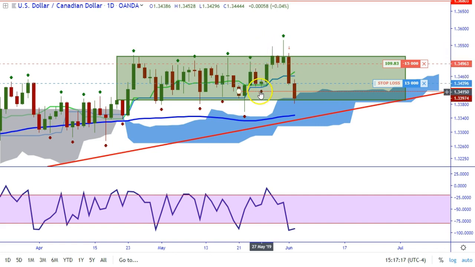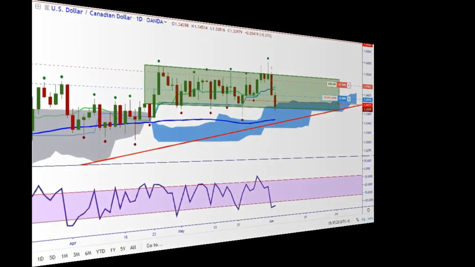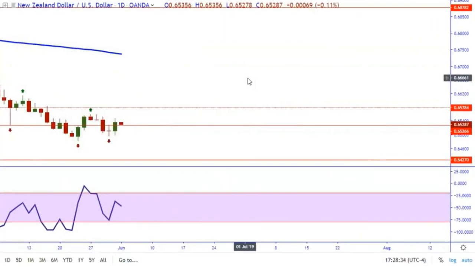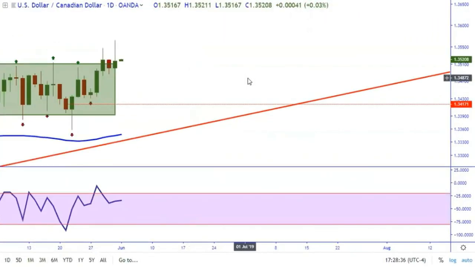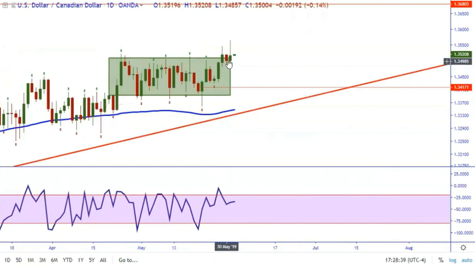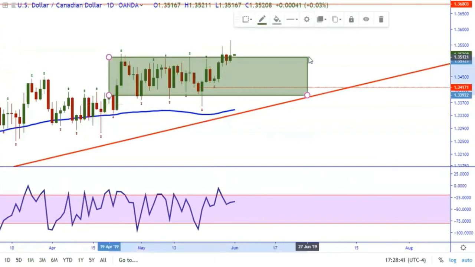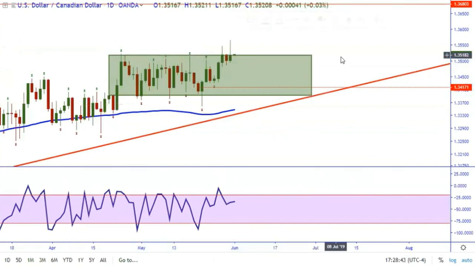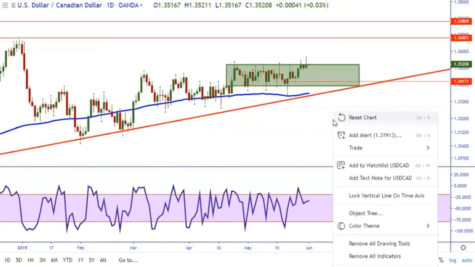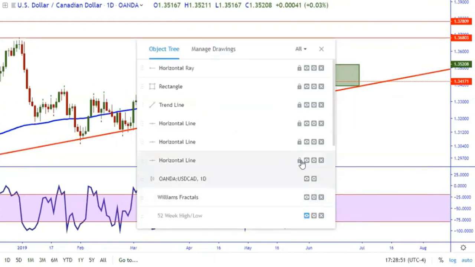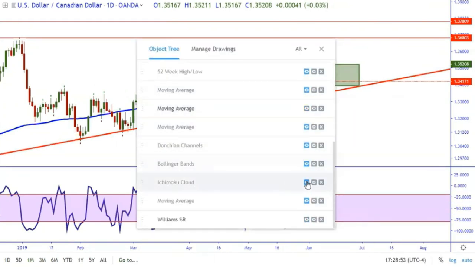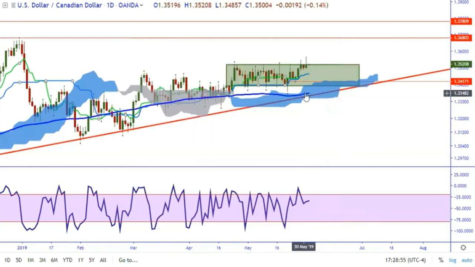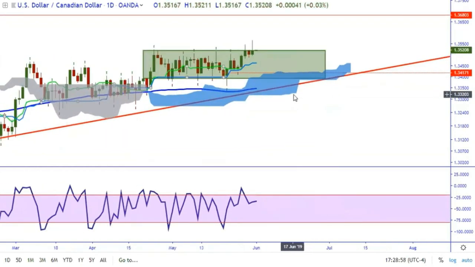All right, so let's go back. Let's look at what we were talking about that day with the US dollar CAD. All right, US dollar CAD, a couple more here. I know Ichimoku is not helping me on this, but for all the Ichimoku, here we go. There she is. Good rejection at this level.